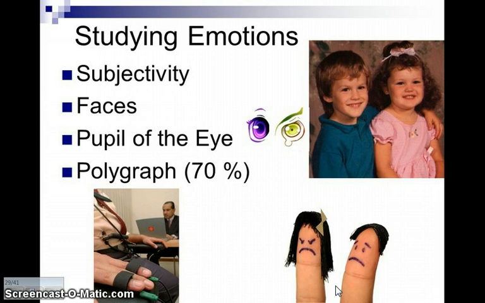Now, some people obviously can have learned to control their emotions to the point where they can, quote, beat the polygraph. So we tend to think that the polygraph's about 70% accurate. It's not perfect, and it is not allowed in a court of law unless both parties have agreed ahead of time to allow the polygraph results to be used in court. And that usually doesn't happen very often.